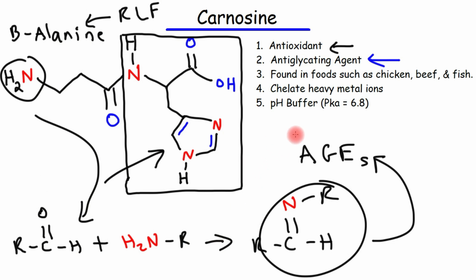Now, carnosine also has other functions. It can also chelate heavy metal ions, and it also works as a buffer, stabilizing the pH. It has a pKa of 6.8. I won't go too much into that, but hopefully this gives you a good overview of how carnosine works in the body and its benefits.